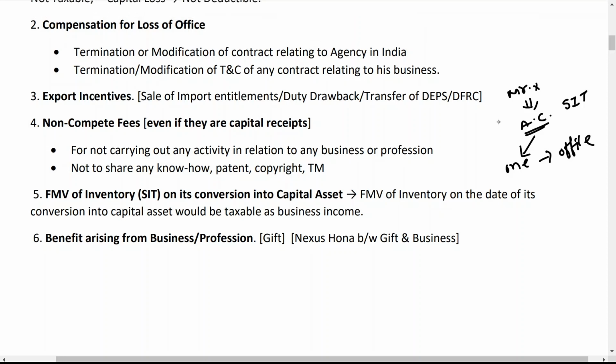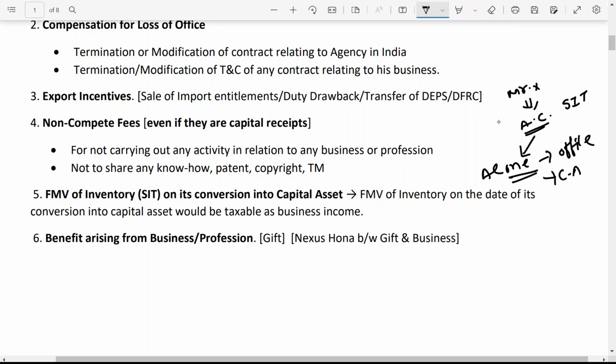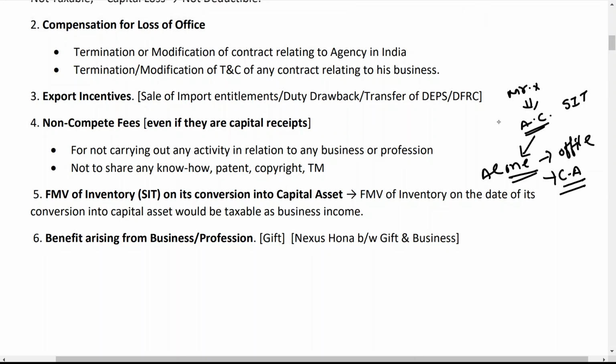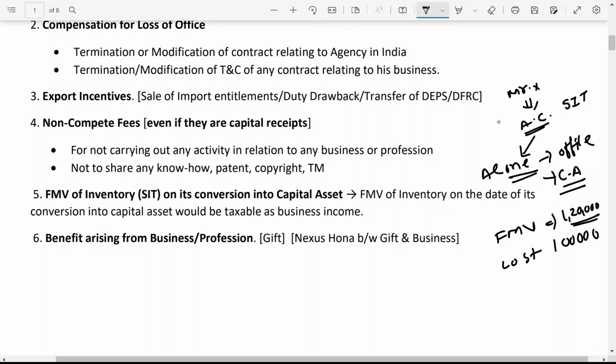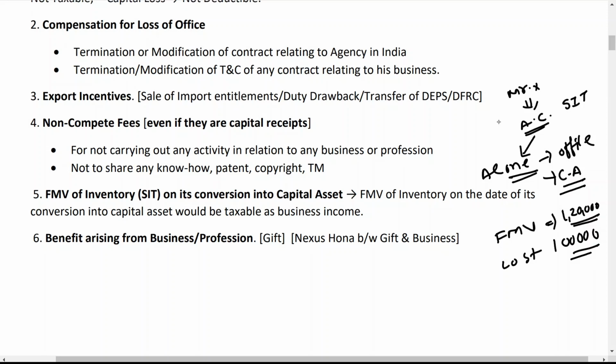Now this AC is now a capital asset for him. Now, fair market value and cost. What is the cost of the AC? The cost of the AC is 1 lakh. But the fair market value of the same AC is 1 lakh 20,000. So in this case, because they have converted stock in trade into a capital asset, this is also income under the head PGBP.